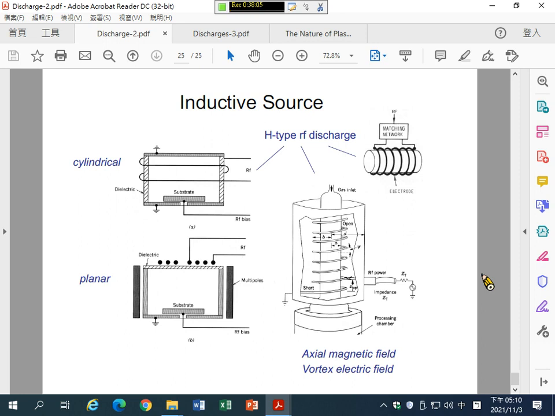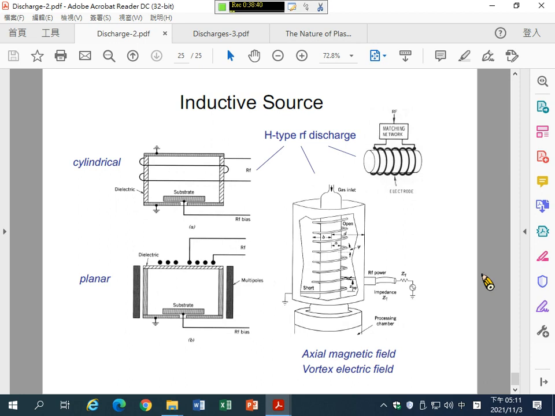And here's another type of RF discharge, inductive discharge. But in our class, we will only show you a few slides of inductive source. So in the RF system, we only focus on the capacitive type, because the inductive type of discharge is different from the capacitive type.